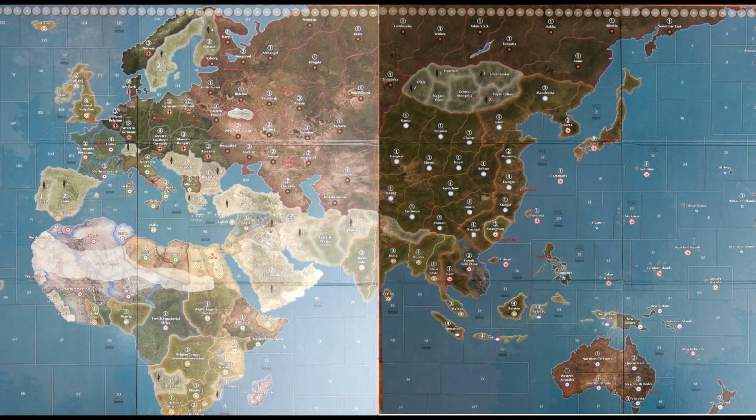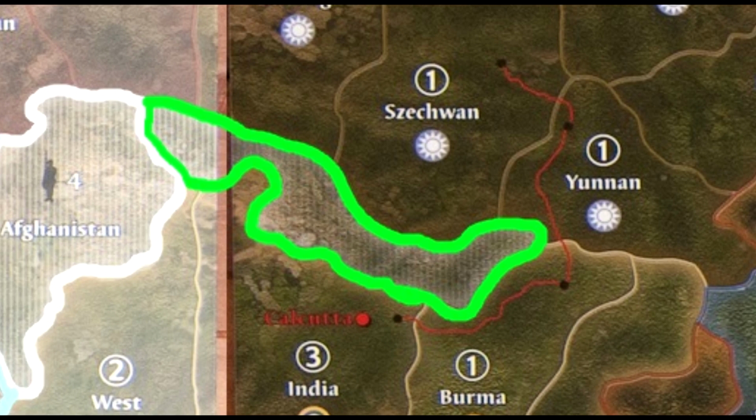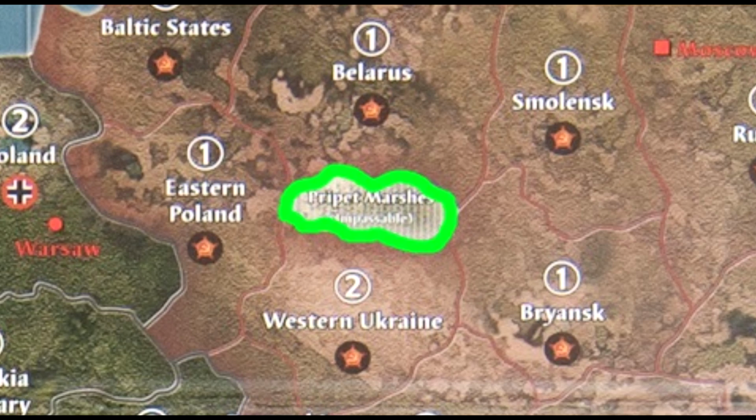The only other gray territories in this game that are cause for concern are the impassable zones, which I'll highlight in green here. By merits of being impassable, these zones cannot be crossed through or traveled over by any units, and these impassable zones include the Himalayas, the Sahara Desert, and the Pripyat marshes in Russia.